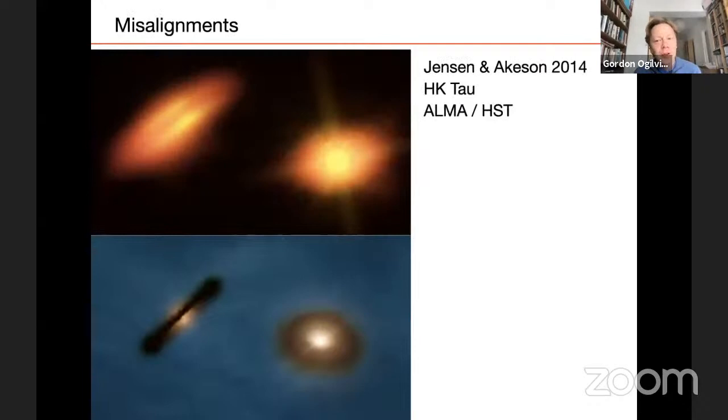There are more observations of misalignments from which we would deduce that warps are likely to occur. So here's a young binary system. These are the observations from ALMA and HST, and this is the artist's impression of the system. The point is that each of these two young stars has a disk around it, and each disk is measurably misaligned with the plane of the binary orbit. So we should expect each of the disks to be warped at some level, although that can't yet be measured directly.